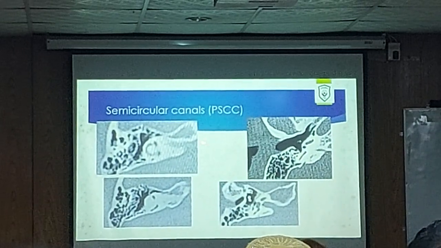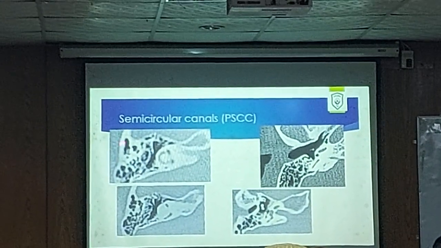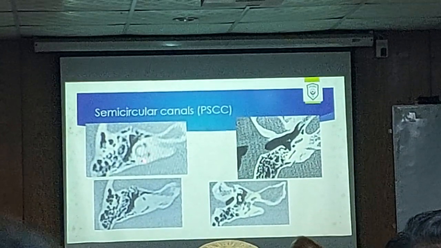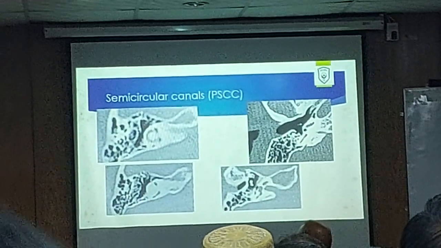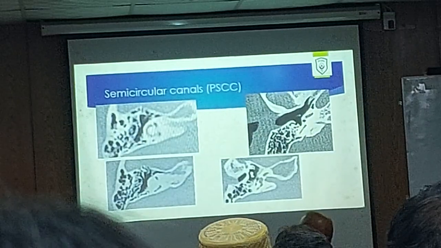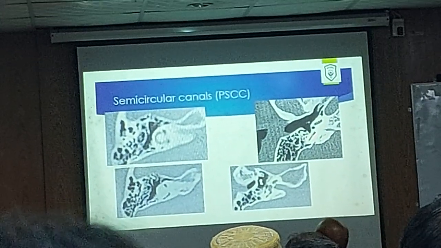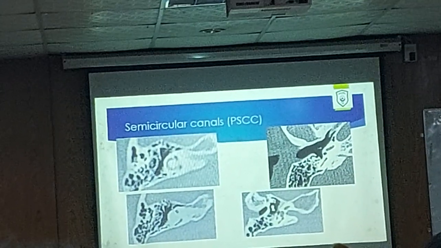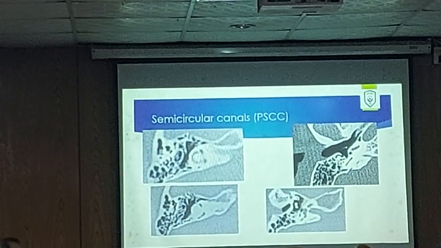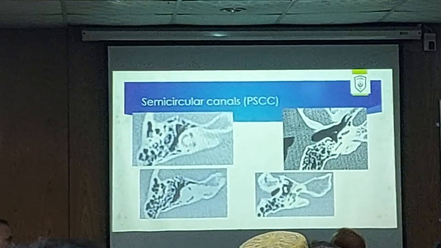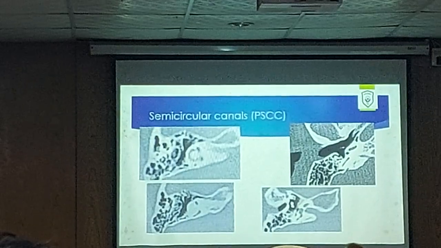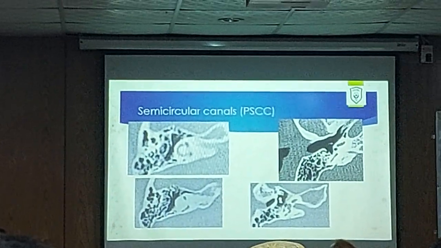Again, the posterior semicircular canal we can check here, in axial and coronal. Here is the posterior semicircular canal. Here is the posterior semicircular canal. This is the posterior semicircular canal. These are all coronal, and here is the posterior semicircular canal. So when you check the DICOM format, this is a specific area you will look for. It is mentioned as the specific site, right? We should look for it.